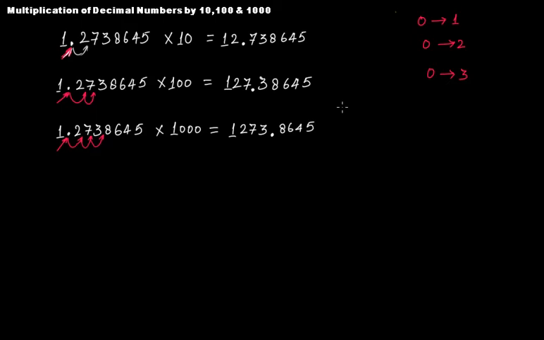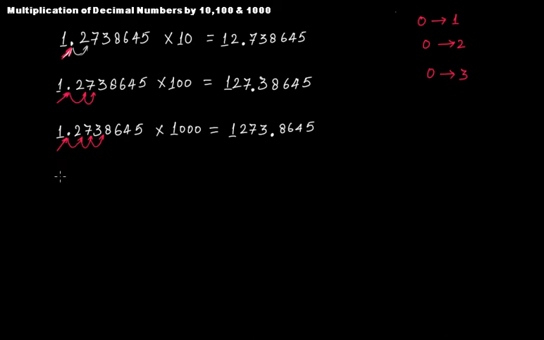Okay, so you can see that in every case, in this case it was 1 zero, it moved one time towards the right. In this case we had 2 zeros, so 1 and 2, it came after 2 digits. In this case we had 3 zeros, so it came after 1, 2 and 3 digits. Same thing you can continue with 10,000, 1 lakh, 10 lakhs. So let me show you.